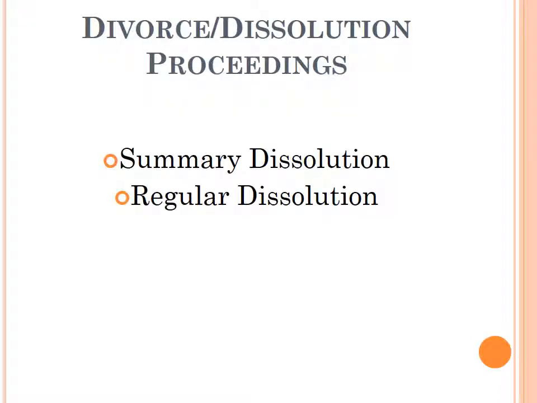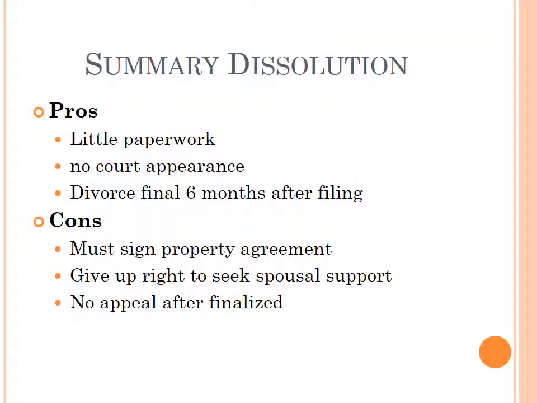Dissolution comes in 2 types, a summary dissolution and a regular dissolution. A summary dissolution, the pros to this is that there's very little paperwork. You don't actually have to go to court, and the divorce is final 6 months after filing. So it's a very, very quick dissolution. The cons are that they must sign a property agreement and give up the right to seek spousal support. And there's no appeal after the decision to divorce is finalized.